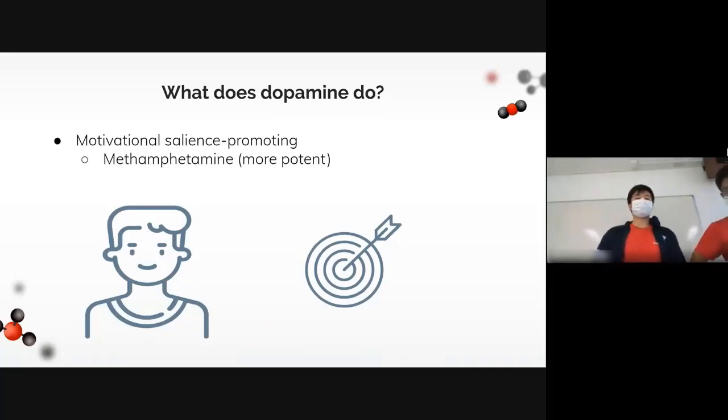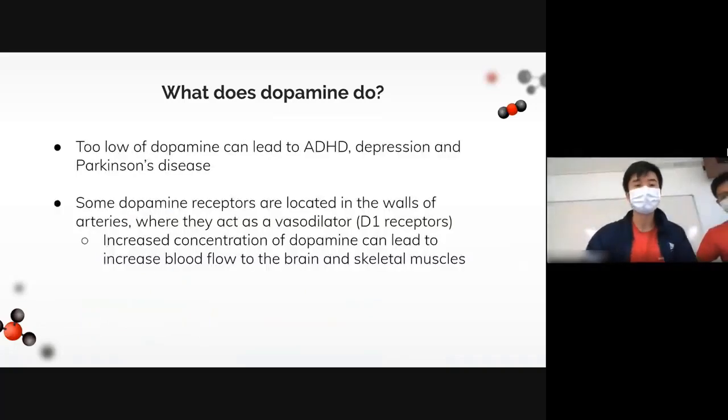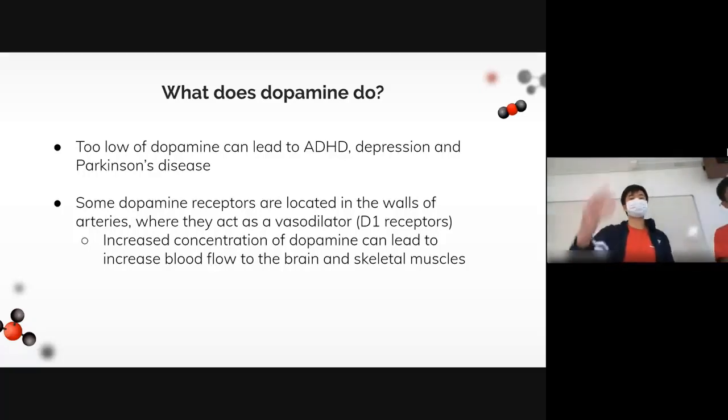So when you lie at home and you don't feel like doing anything, you don't have enough dopamine. When dopamine is too low, it can lead to certain diseases, such as ADHD and Parkinson's. Parkinson's disease should be easier to understand because a lack of dopamine results in quite flawed motor coordination, like the bicycle I mentioned. So if you don't have enough dopamine, you can't really move as you want to.